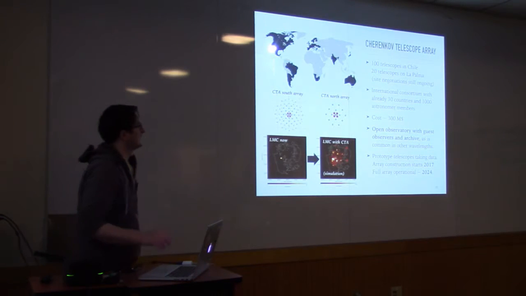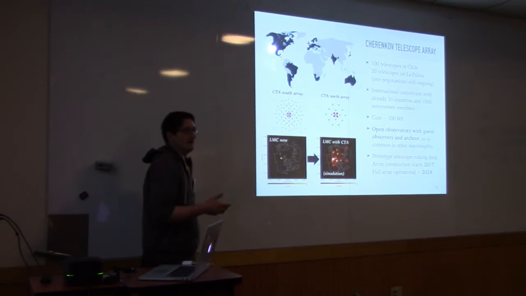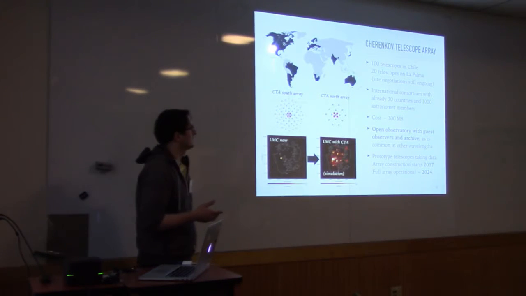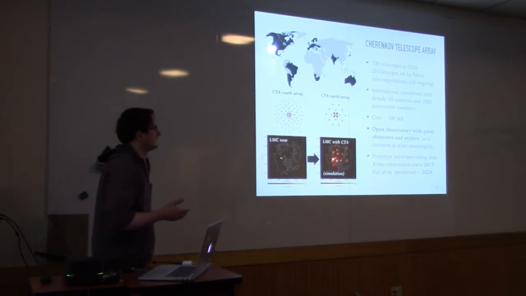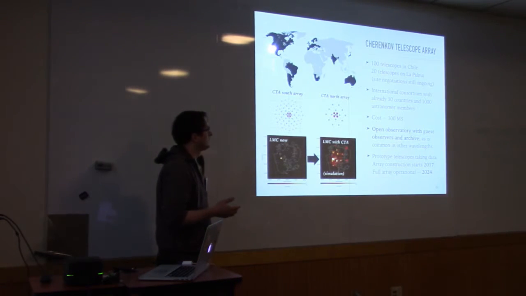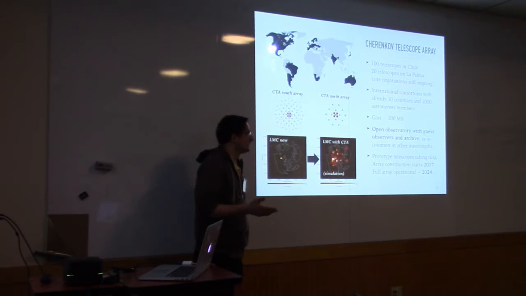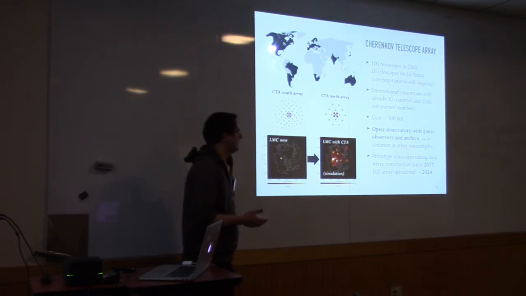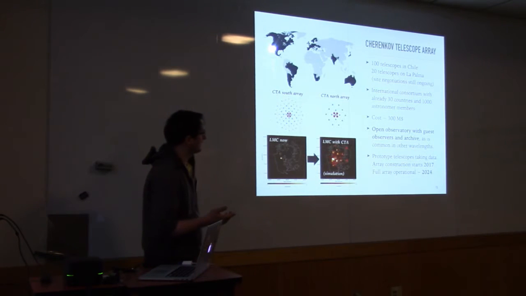This is a project where 100 telescopes in Chile will be built and 20 on La Palma. It's not quite final, site negotiations are still ongoing. It's an international consortium already consisting of 30 countries and 1,000 astronomers. The cost is on the order of $300 million, and it's a real change in the field. This will be an open observatory with guest observers and an archive, as is common at other wavelengths.